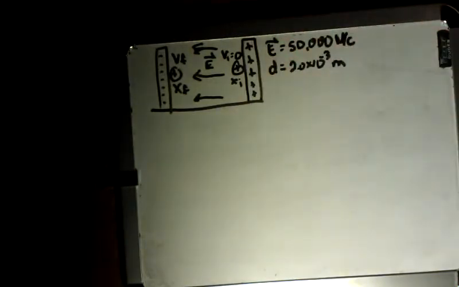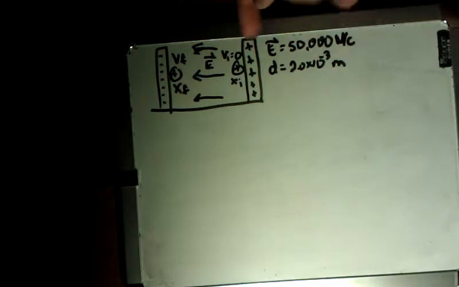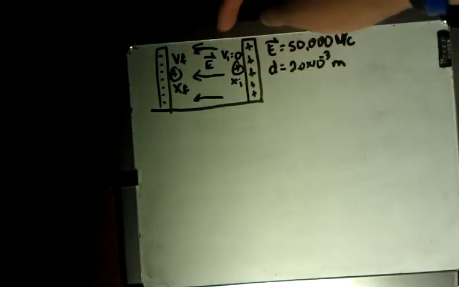Hey guys, so in this problem we have a positive charge here in an electric field, and we're given a few initial values such as E equals 50,000 newtons per coulomb, the distance between these two, and the fact that here's x initial and v initial equals 0. And in this problem what we want to do is actually solve for the velocity final of when it reaches over there.